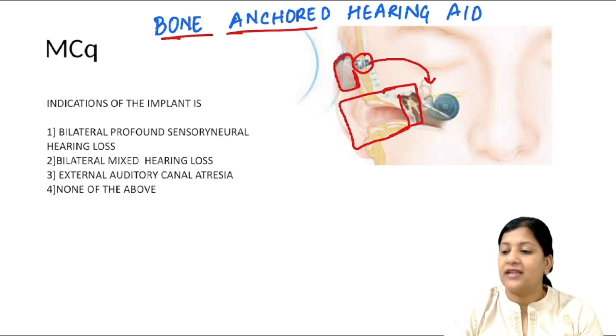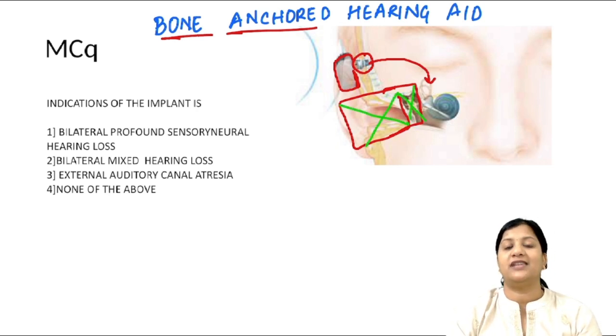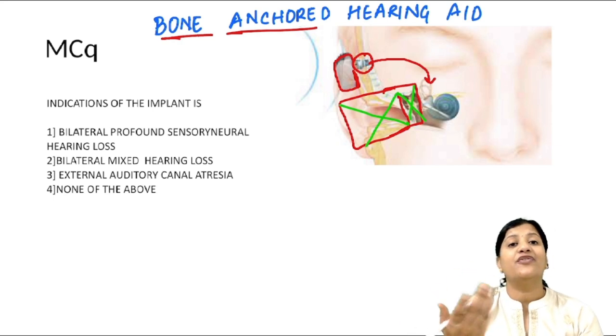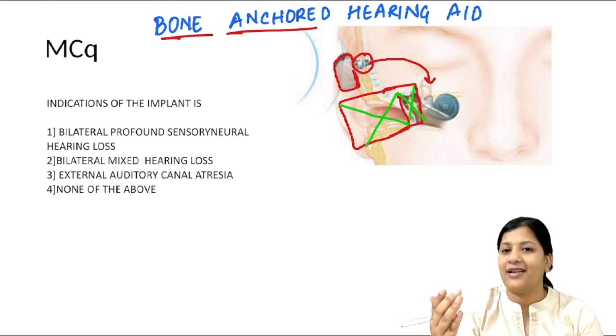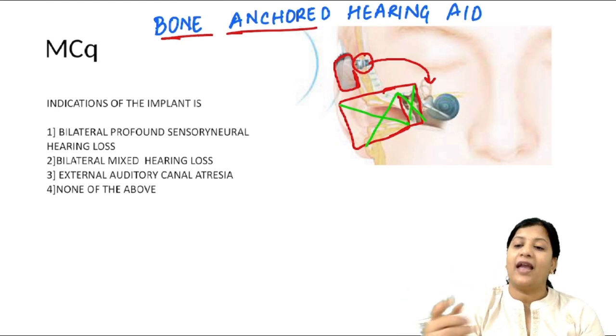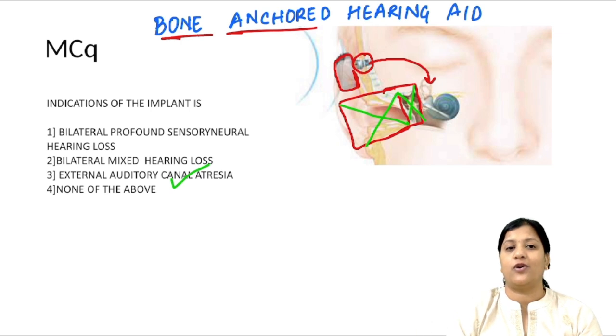So if there is an external ear pathology or a middle ear pathology, can I use this hearing aid? Of course, yes, because the sound is bypassing the external ear and middle ear, and since it's going to the inner ear, we can use it in external ear pathologies. Can we use this for bilateral profound sensory neural hearing loss? No. Why, you should be asking me.